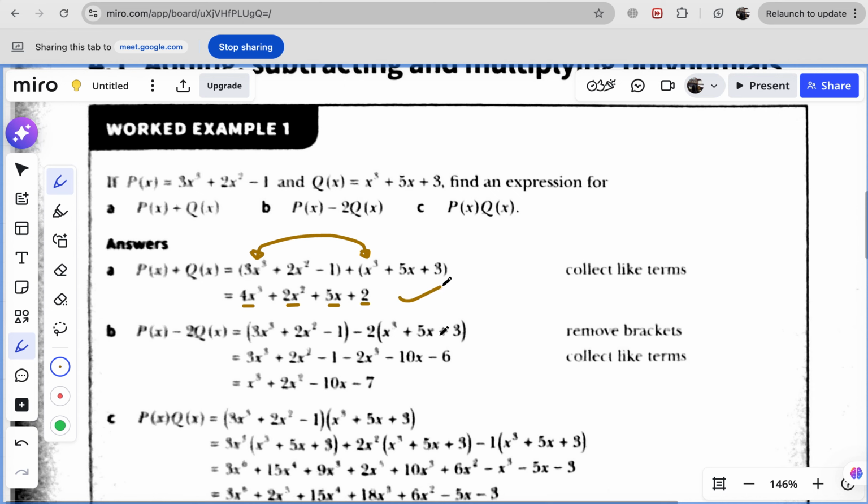Because if there's a negative, the negative outside will affect everything inside the bracket. So the reason why we put a bracket is that the sign can change the signs inside. That's why we put the bracket, to make it clearer. Negative 6, so you've expanded this. This one, you just write out the way it is. 3x cubed plus 2x squared minus 1. Then minus 2x squared minus 10x.